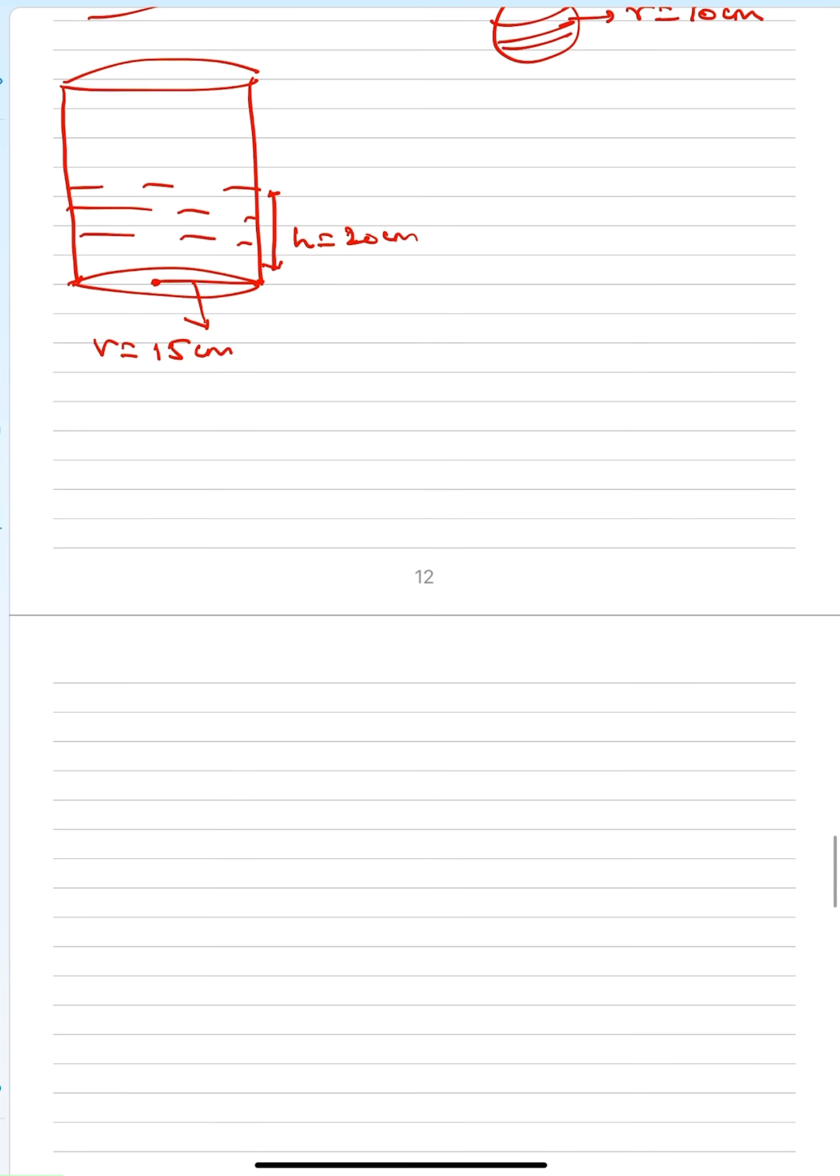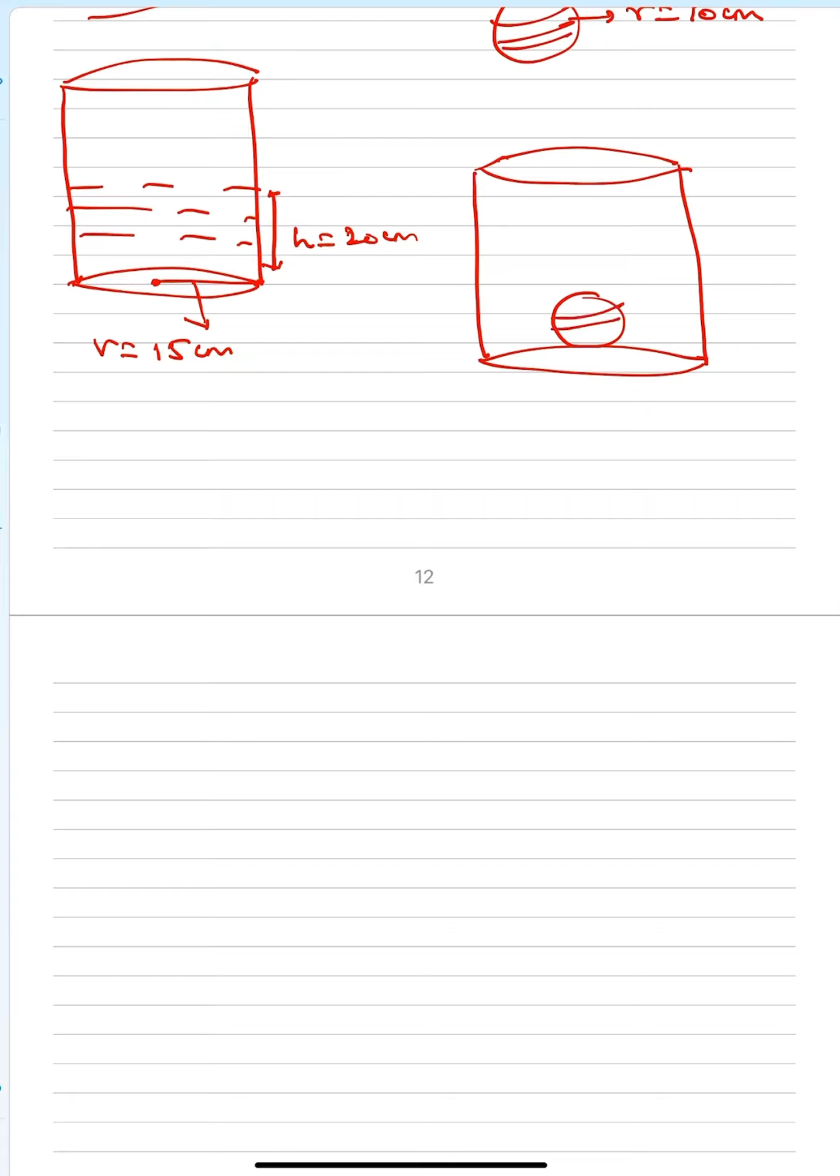The same concept. This is the cylinder. Here the ball is placed in the cylinder. So what will happen? This much volume of the water is now occupied by the volume of the sphere. So water is displaced and the height is increased, say from here to here. So the level of the water has increased, and that we need to find.